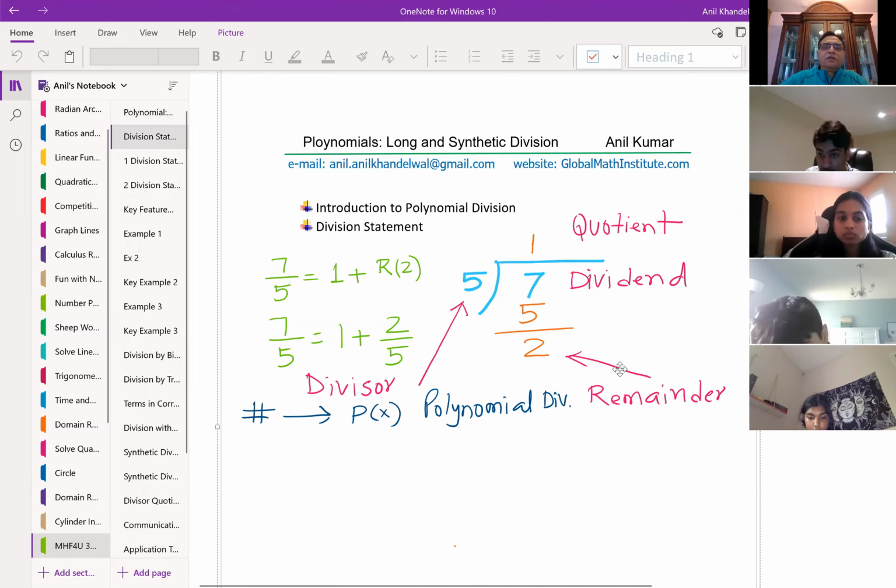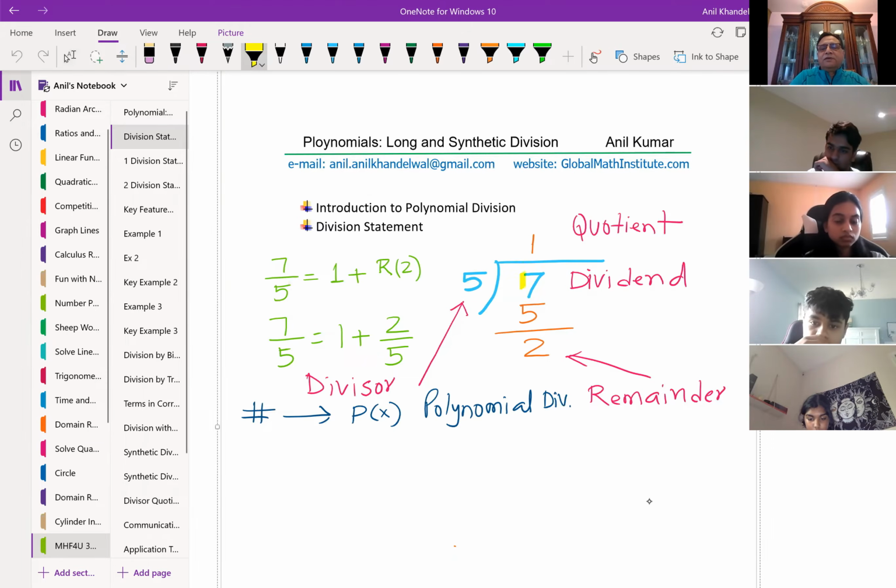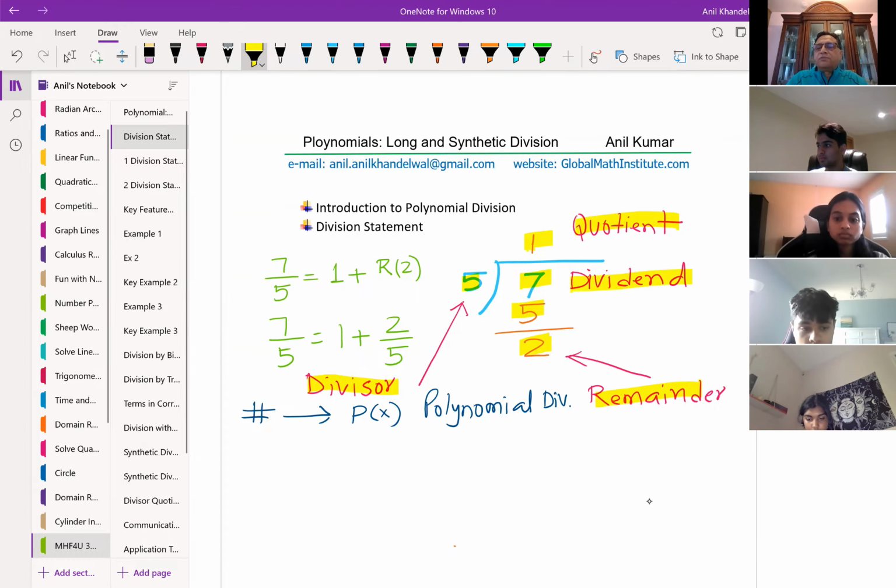So let me begin with a very simple division statement. For example, we are going to divide 7 by 5. If you divide 7 by 5, what do you get? I hope you remember the signs, right? We're dividing 7 by 5. It goes one time, and 1 times 5 is 5. When you take away 5 from 7, you get remainder 2, correct? So 5 is called the divisor, 1 is the quotient, 2 is the remainder. And the number 7, which was being divided by 5, is called the dividend, right?